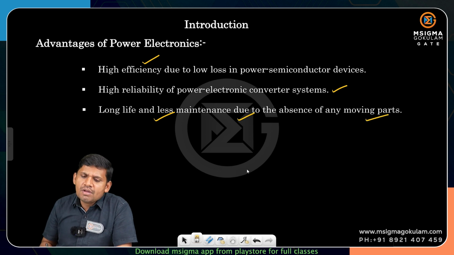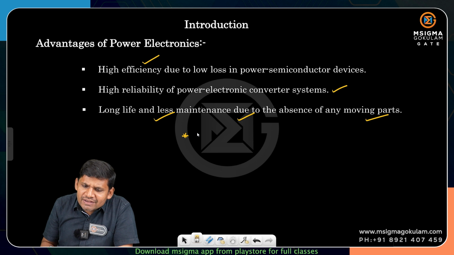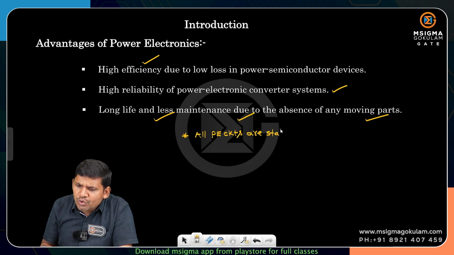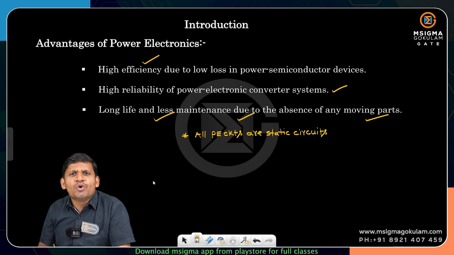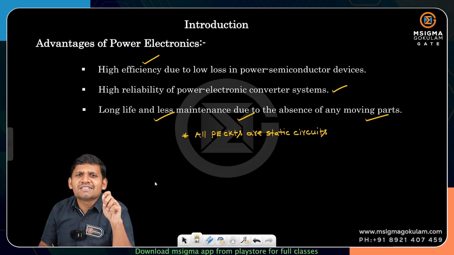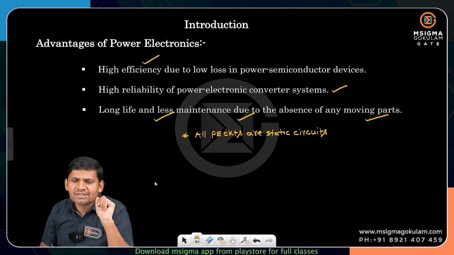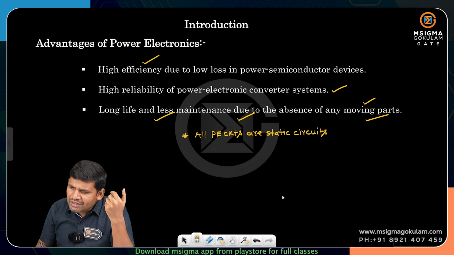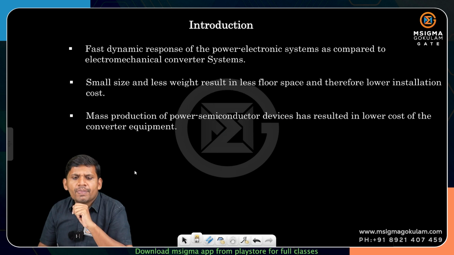This is important. All power electronic circuits are static circuits. There are no rotating parts. You take any power electronic circuit, students, there is no rotating part, there is no moving part. All are static circuits, because semiconductor devices are static devices. That's why there is no moving part. Once there is no moving part, there is less power loss.